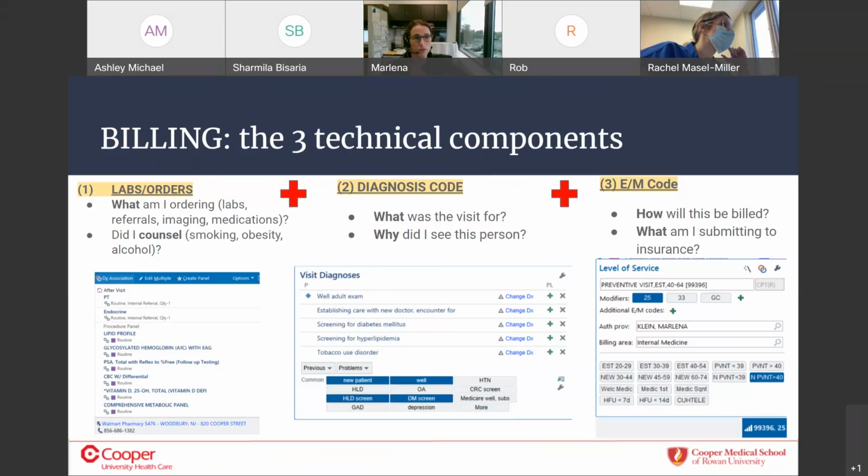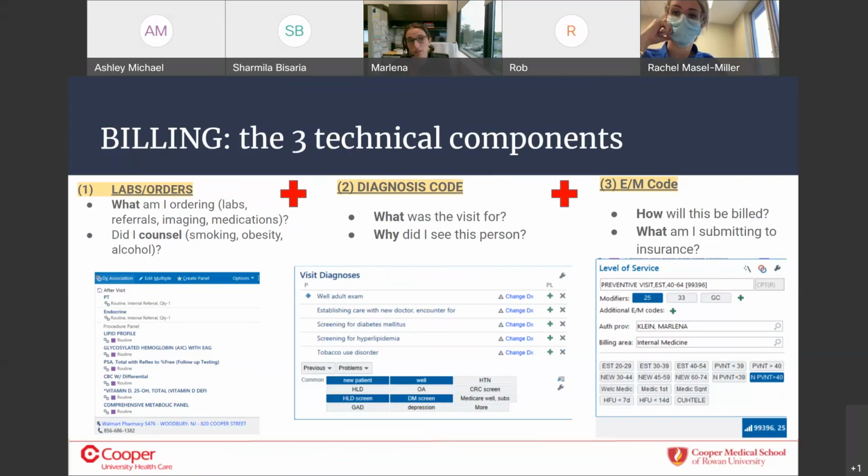So the main things when you're billing, you need three technical components. I think we are all familiar from working in the clinics as well. You need your labs and your orders, so anything you want to tee up in terms of referrals, medications, images. And then the next step would be anything that you're trying to counsel on. So don't forget, if you're doing the work, you might as well bill for it.